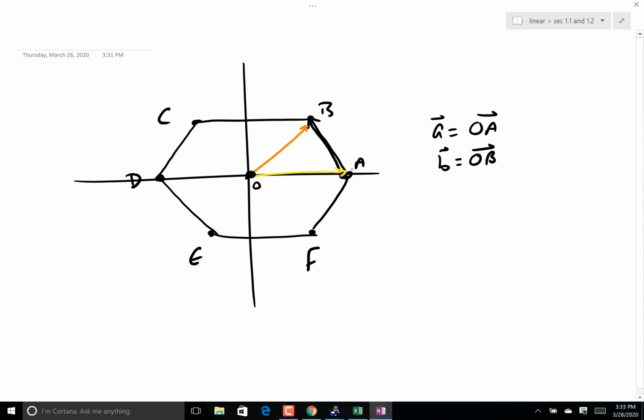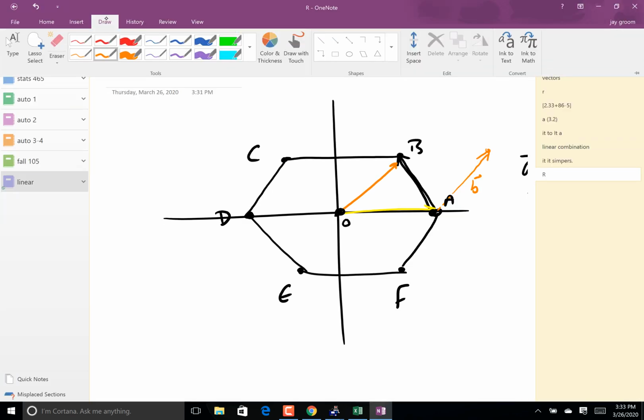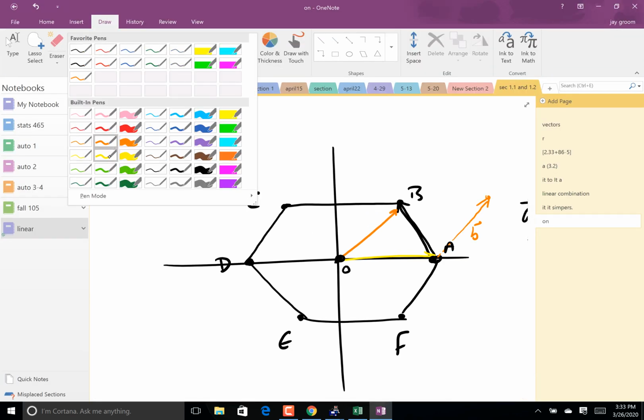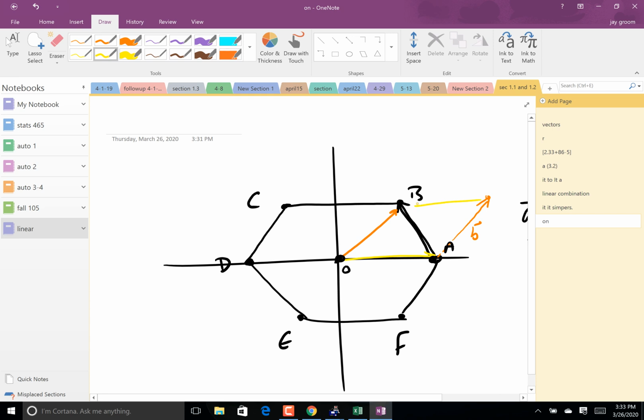So what if you came out here and you drew this guy out like so, yes? That guy right there is B. And I need to get from here back over to here. So I'm going to do B, and then I'm going to do minus A. So AB is equal to B minus A vectors. Okay? Let's do another, shall we?